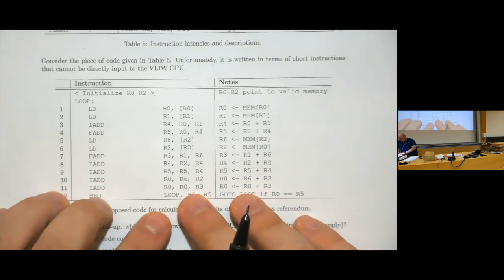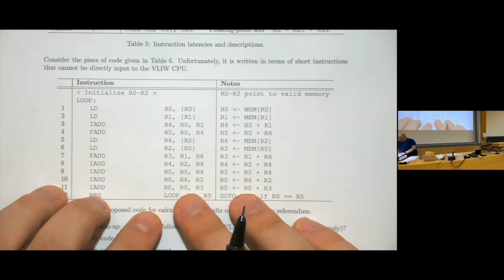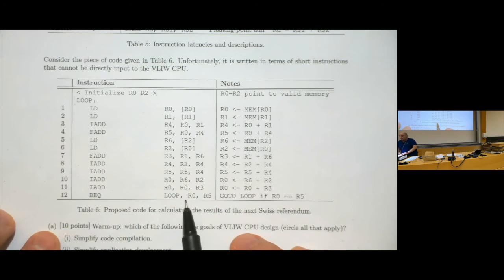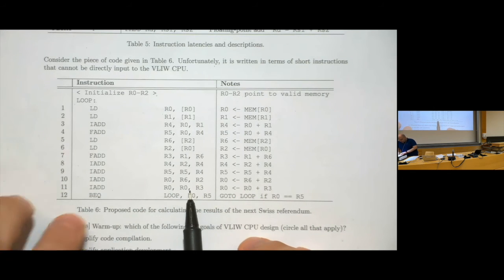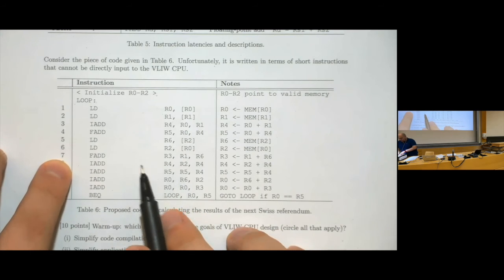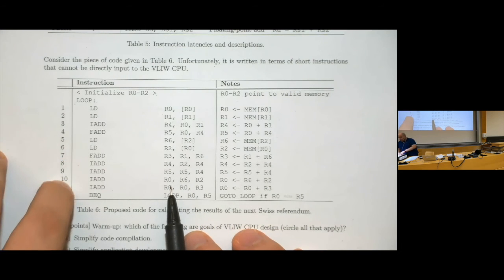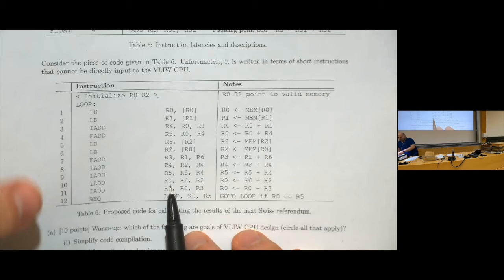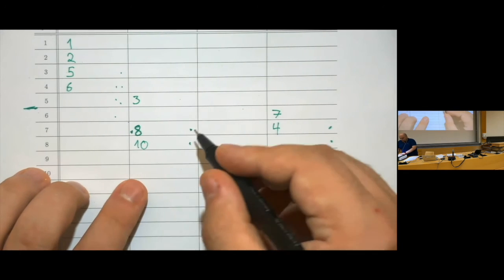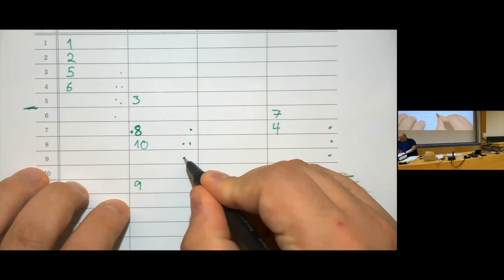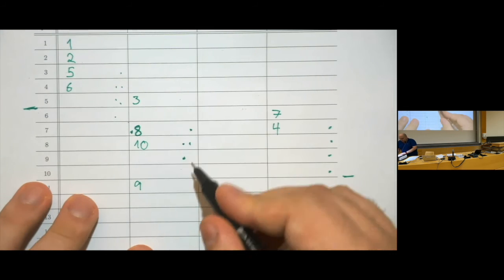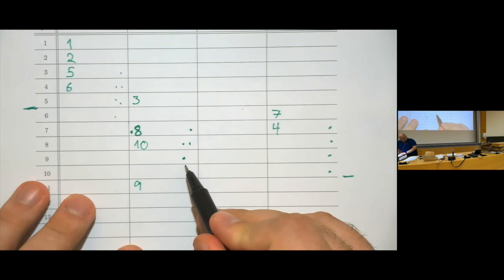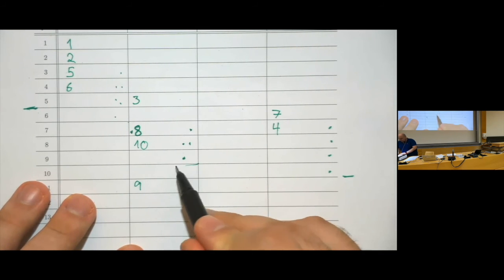Same logic here. I think you got the idea by now. So we have a dependency on R0 and on R3. R3 was last modified by this instruction 7. R0 was modified by the instruction that comes just before. So let's take a look at this instruction 10. This one has a latency of 2 cycles, right? So this value becomes available here at this point.